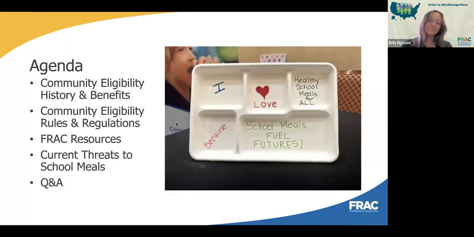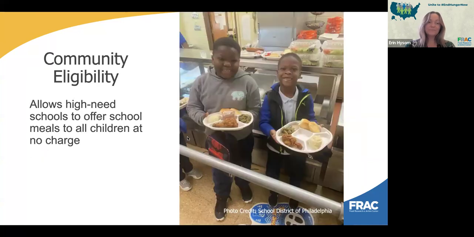Next slide, please. So we have a lot to talk about, not a lot of time as always. So we're going to jump right on in with going over a brief history of the community eligibility provision. We will highlight some of the top benefits that community eligibility brings to students, families, and schools. We're going to do a little deeper dive into the rules and regulations, how schools can participate in community eligibility, how they are reimbursed. We'll highlight some of FRAC's resources, and then we'll talk about some current threats to school meals. As Steve mentioned, we will save time at the end of the webinar for some Q&A. So please enter your questions at any time at the little chat or question and answer feature at the bottom of your screen. Next slide, please.